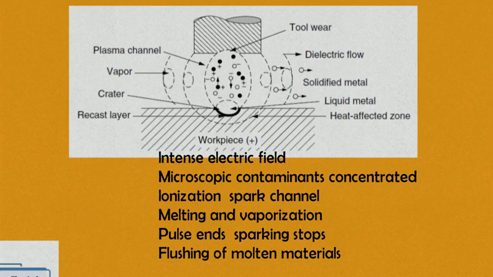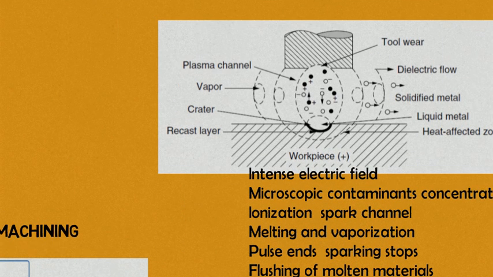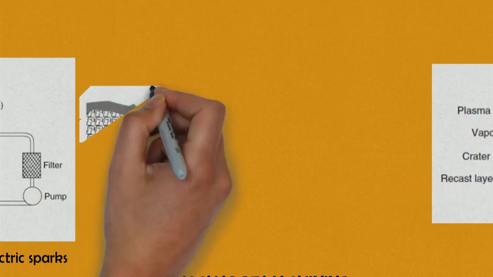A small amount of material melts and vaporizes from the electrode and the workpiece at the points of spark contact. A bubble composed of gaseous byproducts of vaporization rapidly expands outwards from the spark channel. Once the pulse ends, the sparking and heating action stops, collapsing the spark channel. Dielectric fluid then rushes into the gap, flushing molten material from both surfaces. This EDM residue consists of small solidified balls of materials and gas bubbles.